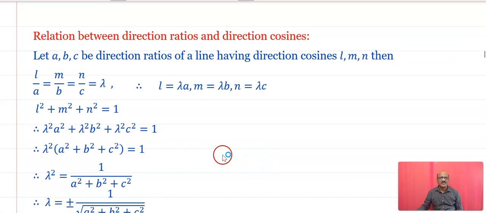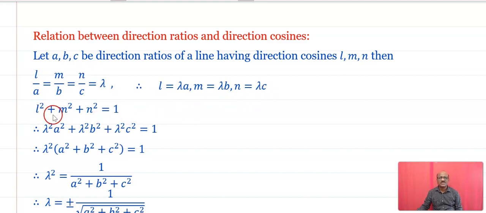Now the next, relation between direction ratios and the direction cosines. Let a, b, c be the direction ratios of the line, having direction cosines l, m, n. Then l upon a is equal to m upon b is equal to n upon c, which equals lambda. As l upon a is equal to lambda, then l is equal to lambda a. m upon b is equal to lambda, that is m is equal to lambda b. n upon c is equal to lambda, that is n is equal to lambda c.